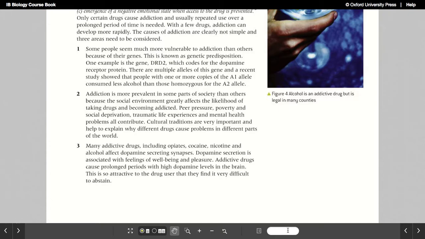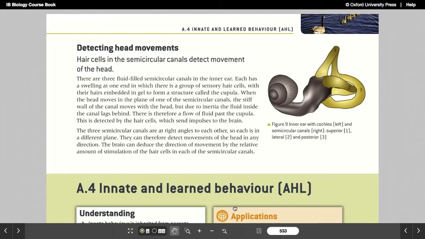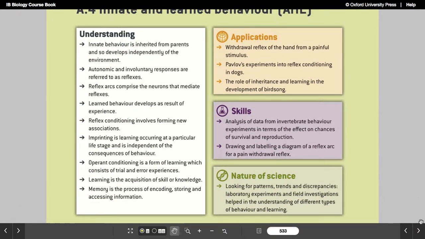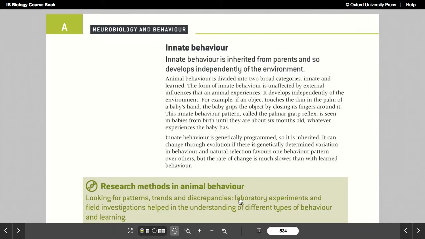What I want to do now is go backward, and we're going to take a look at innate and learned behavior. Innate behavior we know is going to be inherited from your parents, and you're going to be born with these behaviors. You don't have to learn them.